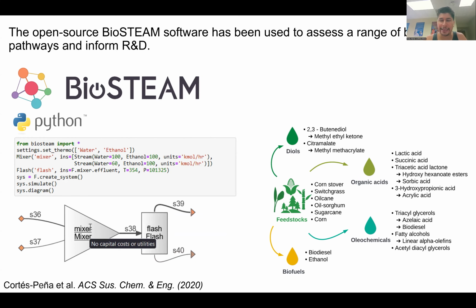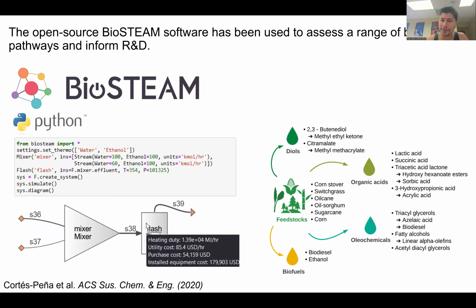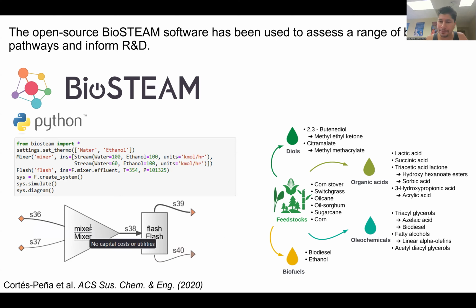It's been used to assess a large range of bioproduct pathways, which includes going from cellulosic feedstocks like switchgrass and corn stover, new feedstocks with lipids like oil cane and oil sorghum, as well as conventional ones like sugarcane and corn, all the way to diols, organic acids, agrochemicals, and biofuels.